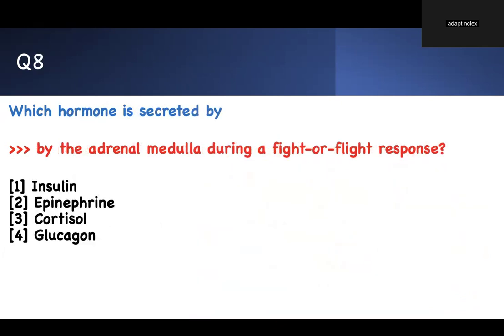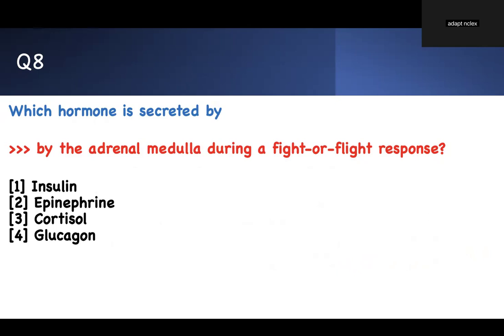Which hormone is secreted by the adrenal gland during fight and flight response? Pick an answer choice that will give you fight and flight. Insulin, epinephrine, cortisol, and glucagon. Think about it. You have to know a little bit of content.